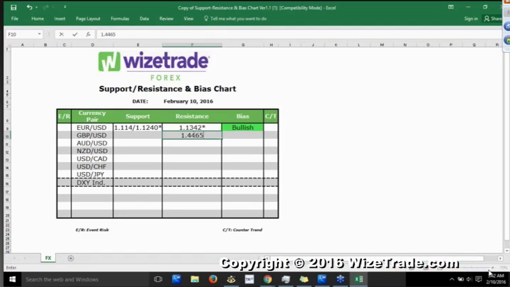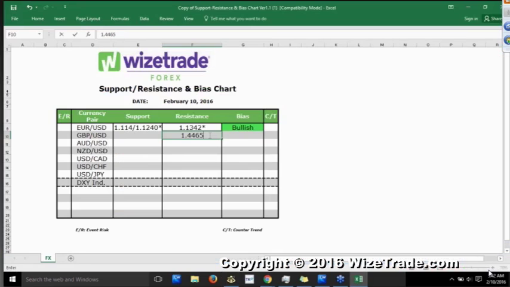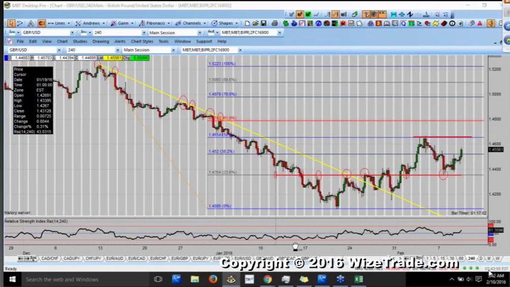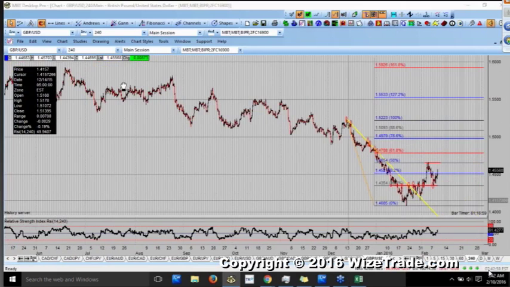144.65, right? Let me double check that. What was that high? 65, yeah, 66, but that's all right. 144.65, huge resistance. We're in a range. Now, if we break through that, the cable is going to continue its recovery efforts. We're probably heading out to 150, and then probably reverse up there.